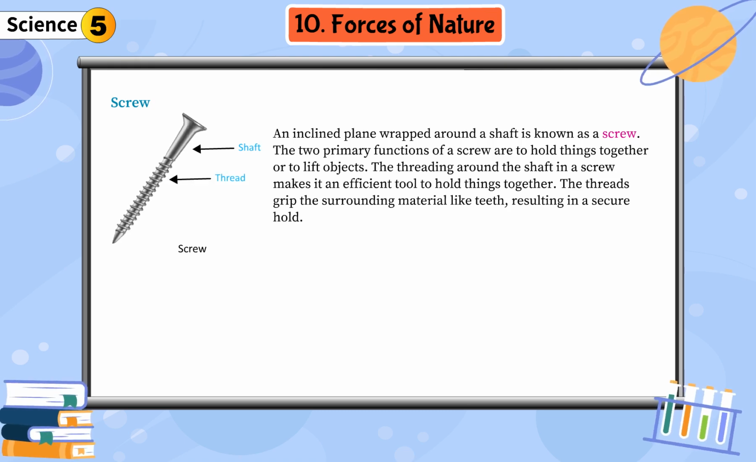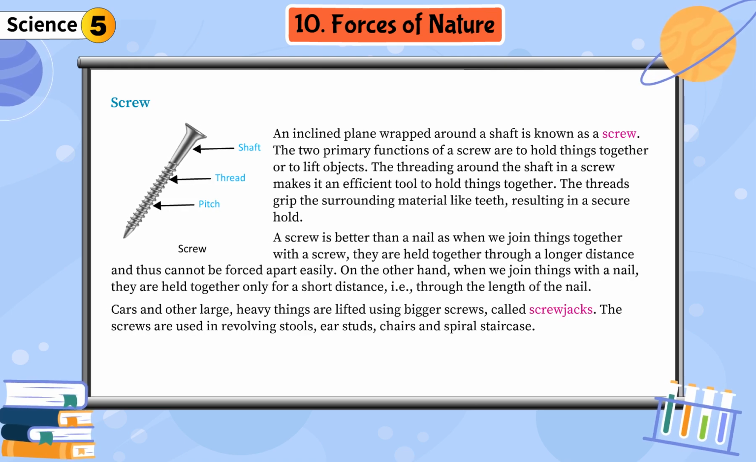Shaft. Thread. Pitch. A screw is better than a nail, as when we join things together with a screw, they are held together through a longer distance and thus cannot be forced apart easily. On the other hand, when we join things with a nail, they are held together only for a short distance, that is, through the length of the nail.